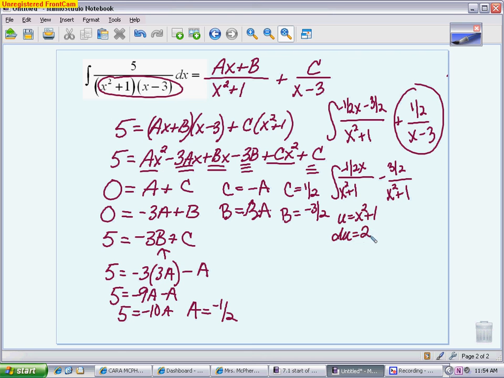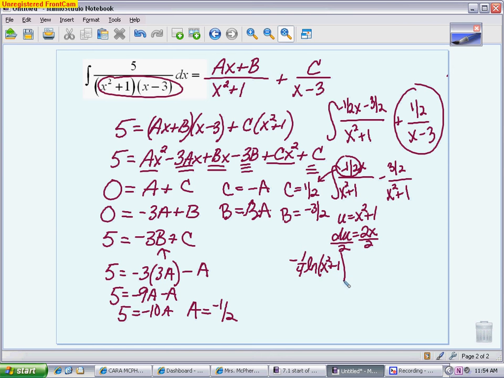The first one, the u is x squared plus 1. du is 2x. So we will have a 1/2 adjustment, plus we have a -1/2 that we have to bring out front. So we're going to have a -1/2 and then another half. So we're going to have a -1/4. And it's a du over u, so we get the natural log of x squared plus 1.